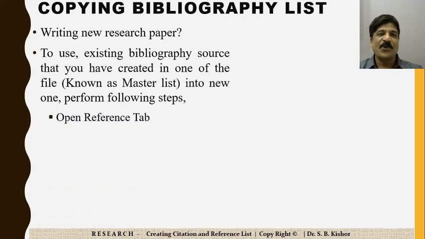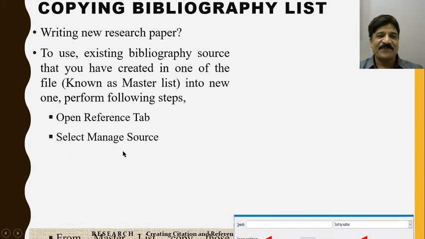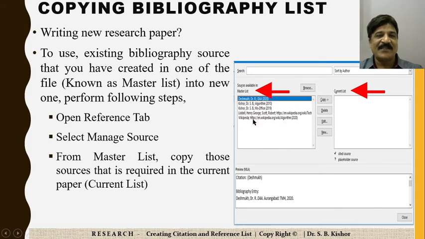So how to use them now? Open your References tab and select Manage Sources. You will get something like this. Now, this is your master list, and this is your current list, which means the new paper that you are going to write. So simply select this and copy. All the sources that you would like to use in the new paper, simply select them and copy them. That's all, and your sources will be created automatically.